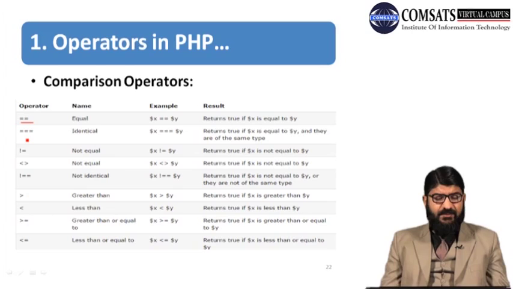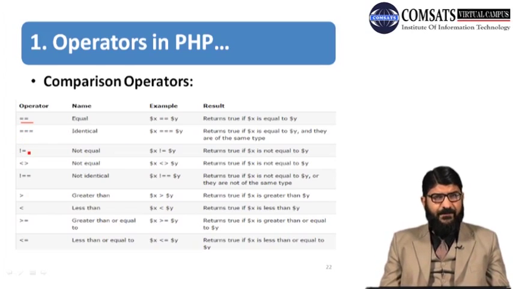The next one is identical. Identical is one step ahead of equal. Identical is checking that the data type of both variables is the same. So if it is written variable $x identical to variable $y, then it means if the data type of x and the data type of y are of the same type, then return true.